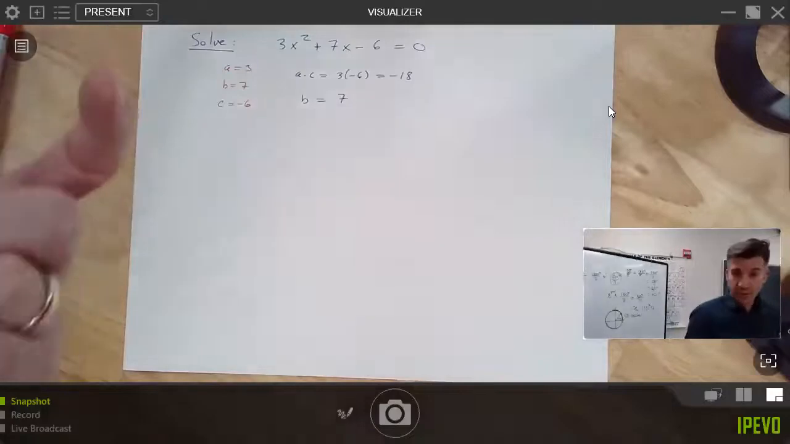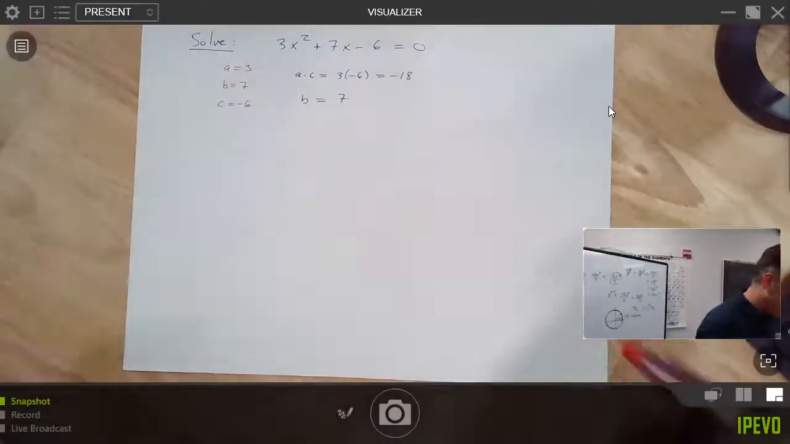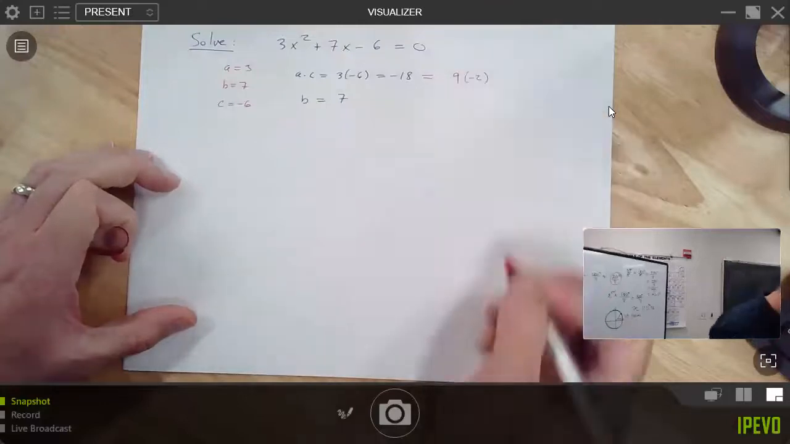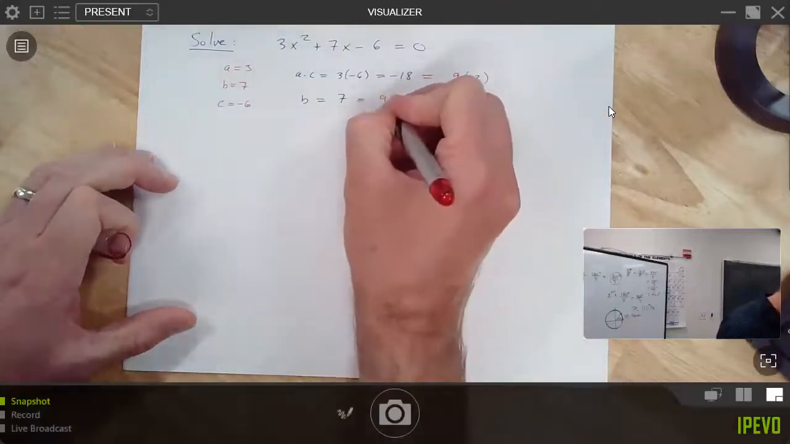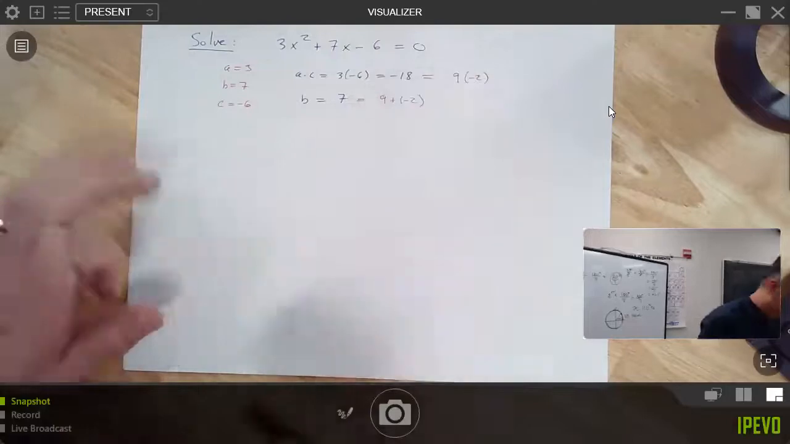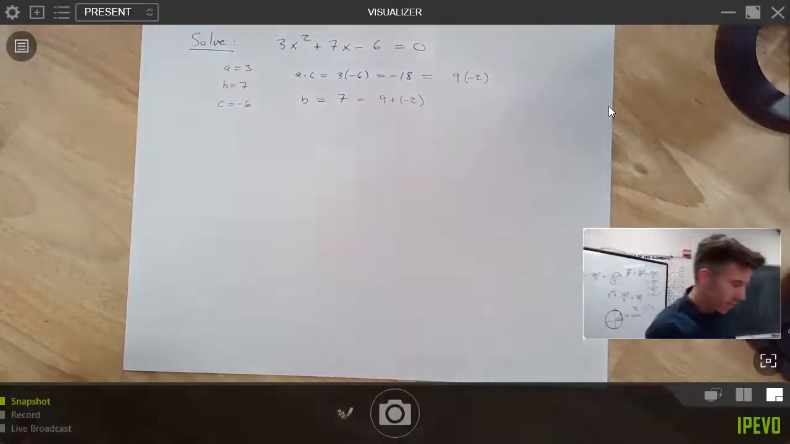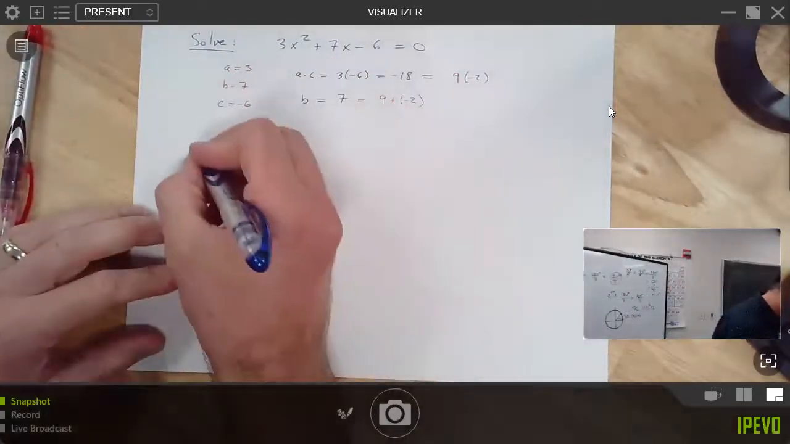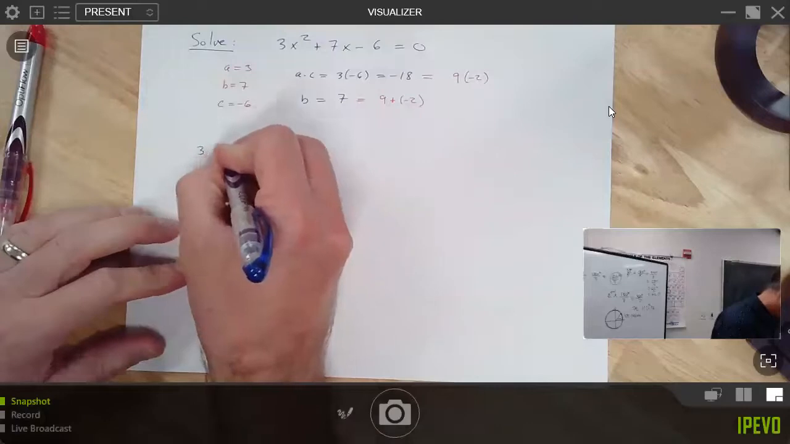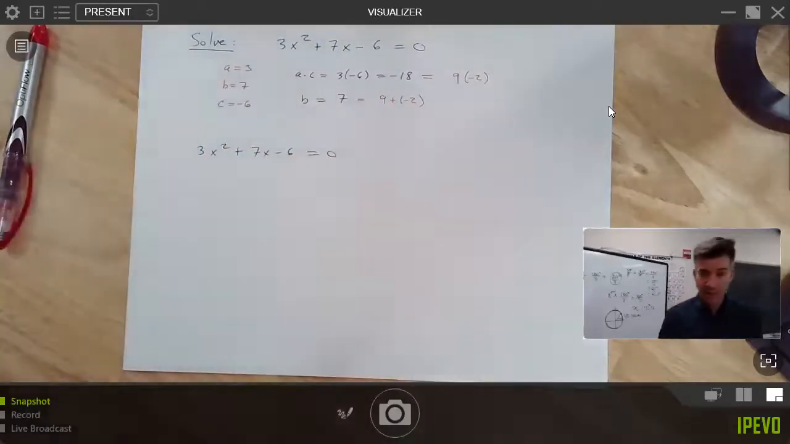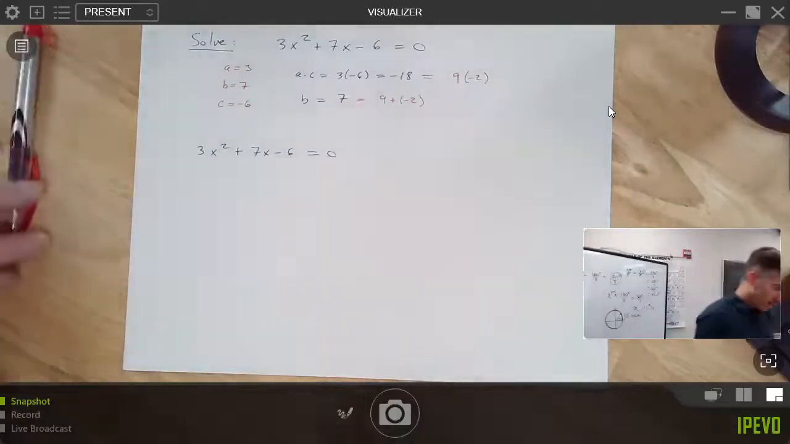This one, we certainly can find numbers. -18 is equal to 9 times -2. And 7 is equal to 9 plus -2. So we found two numbers that multiply to -18 and add up to +7. Great. So then we take our equation, 3x squared plus 7x minus 6 equal to 0. And we're going to factor the left-hand side by grouping.